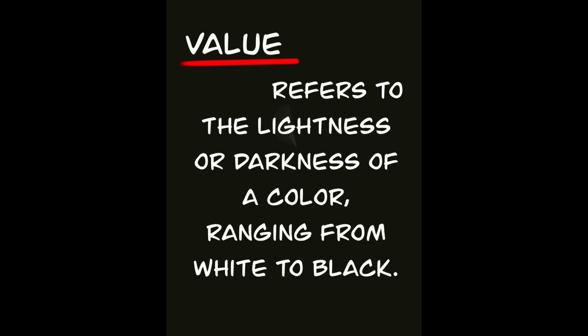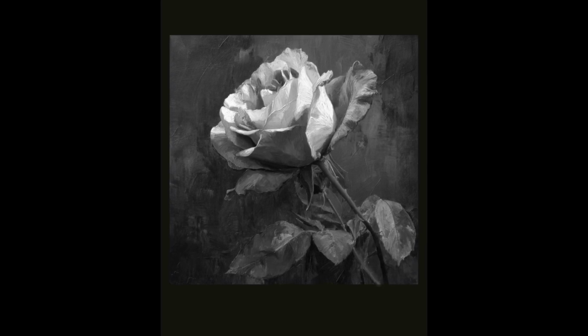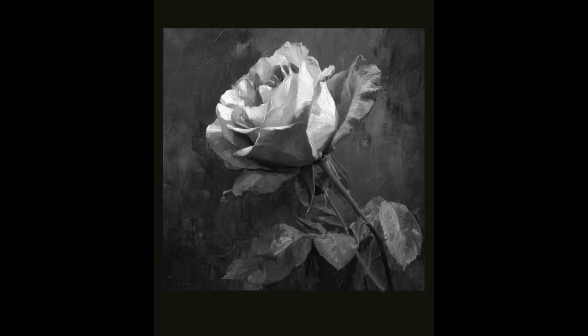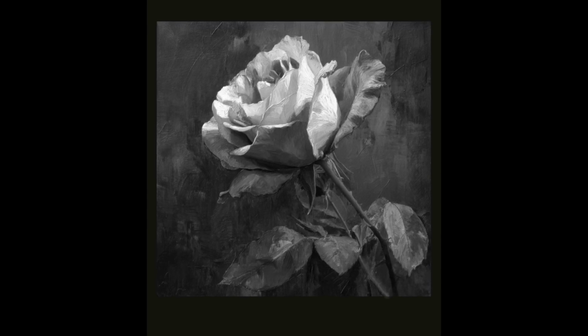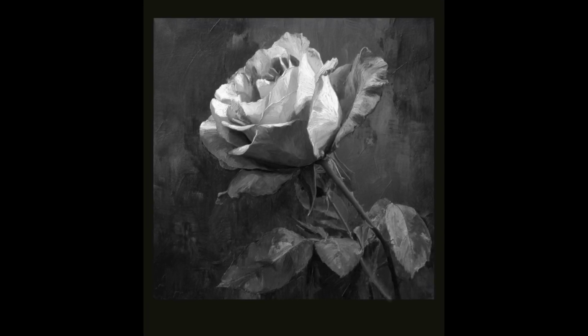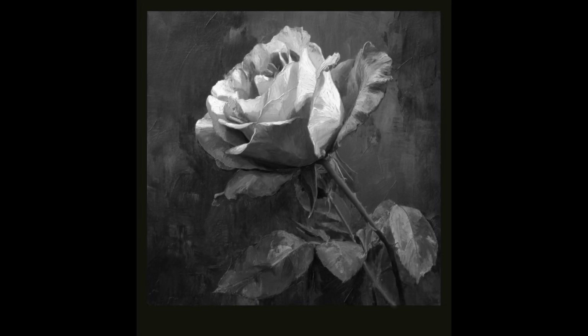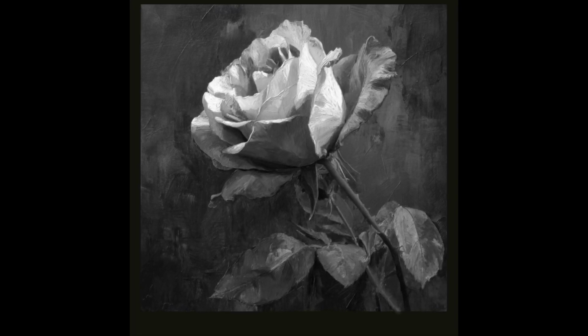Today we're talking about value, and value refers to the lightness or darkness of a color ranging from white to black. So, what we have here is a black and gray rose, and I want you to pay attention to how it all starts with value. Value is what defines everything inside of this picture. If there was no difference between tones, we would not know what we're looking at. It would just be a flat image. Value is what makes it so appealing to the eye.